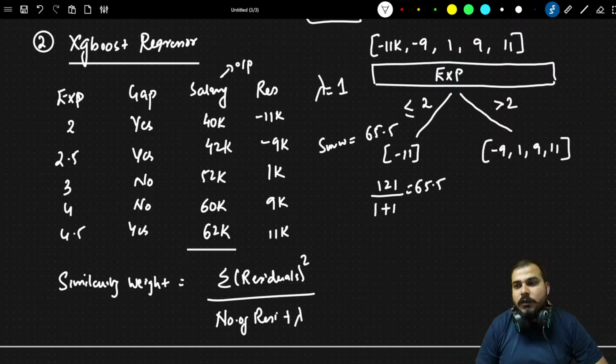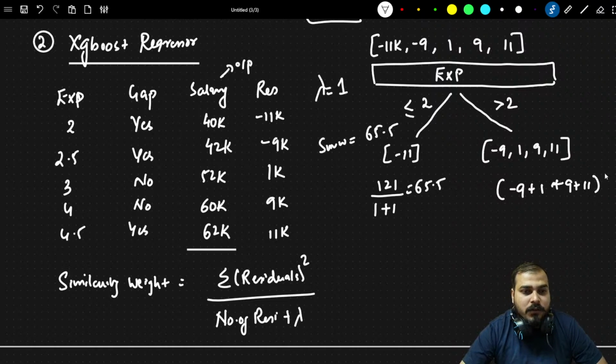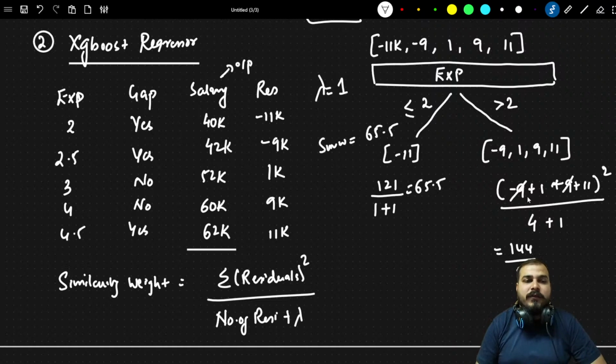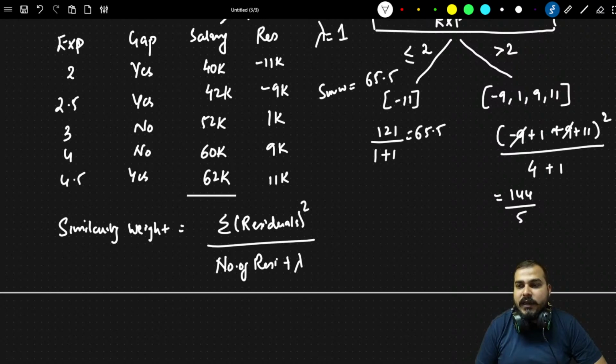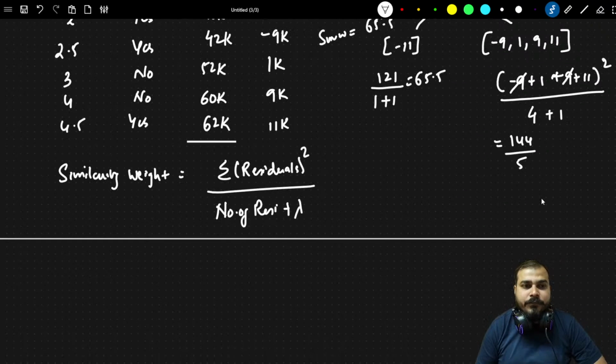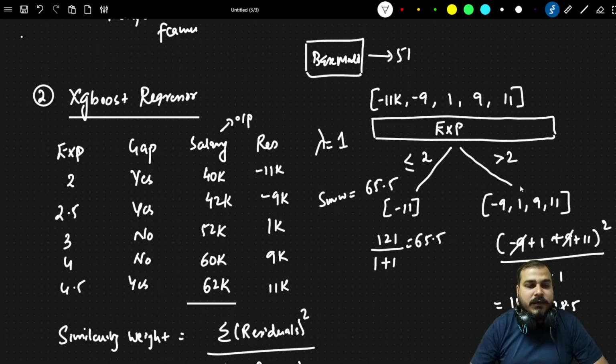Now similarly, I will go ahead and compute the similarity weight for the next one. Here it will become minus 9 plus 9 plus 9 plus 11, whole square, divided by 4 plus 1. So this and this will get subtracted. 12 square is nothing but 144. 144 divided by 5 is nothing but 28.8. So the similarity weight for this is 28.8.